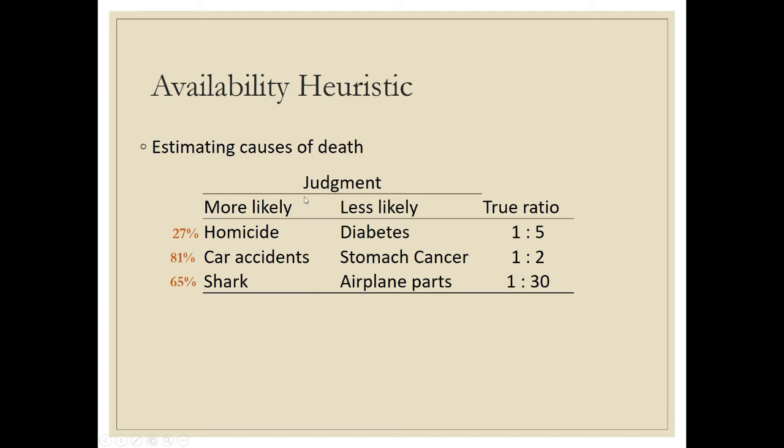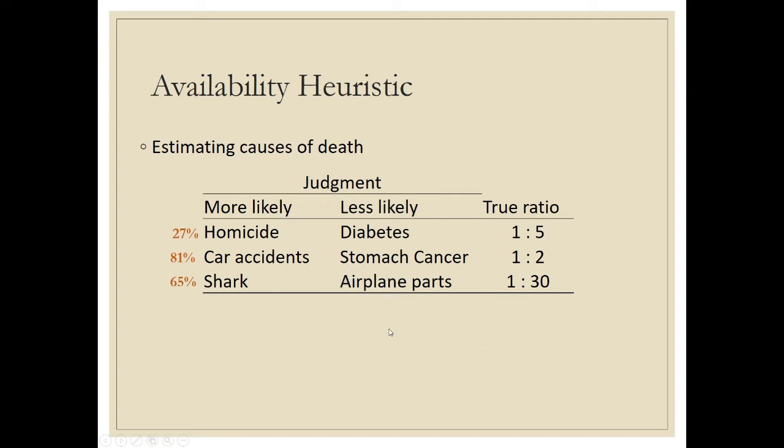So homicides versus diabetes. Sorry, my mouse is probably not lined up correctly, I'll do my best here. Homicide versus diabetes, participants were close: 27%, when really they should have said 16.7%, because a 1 to 5 ratio would be 1/6 of all such deaths. Homicide occupies about that much, but participants thought it was about 27%.